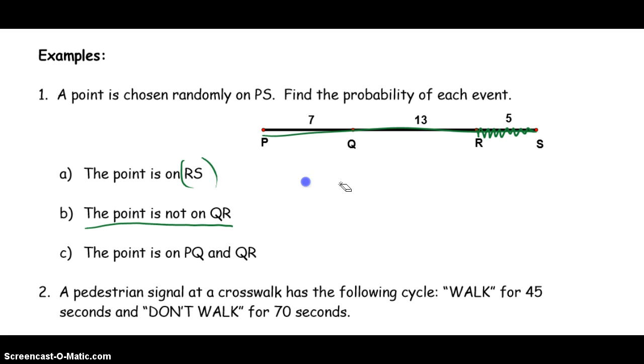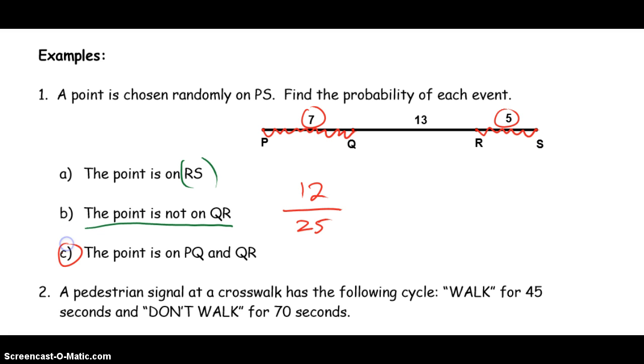Okay, now how do we do a point not on QR? Well, not on QR, let's look at our picture here, and I'm going to go to a different color so that you can see a bit more clearly. Would you agree that not on QR is here or here? Alright, well, the total sample space, again, is 25, isn't it? Because that's all the possibilities. And how much of the line is not on QR? Well, it's 7 and 5, so that's 12 out of 25, and that doesn't simplify, so that's your answer.